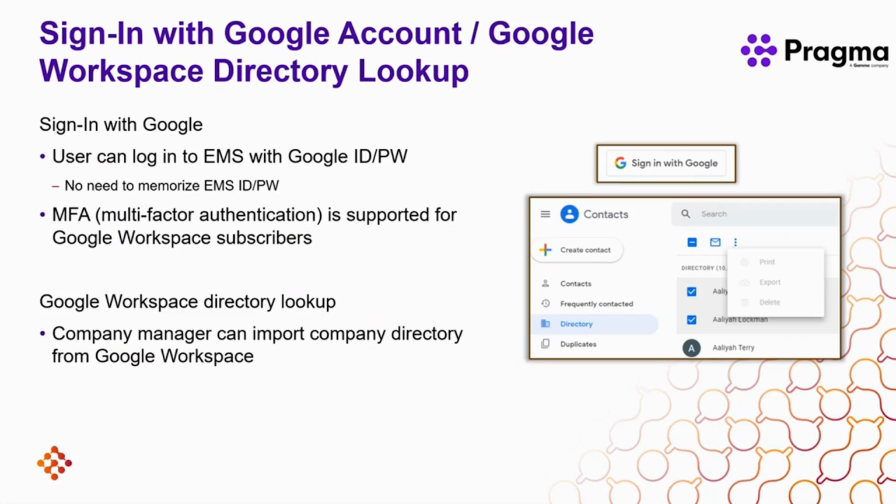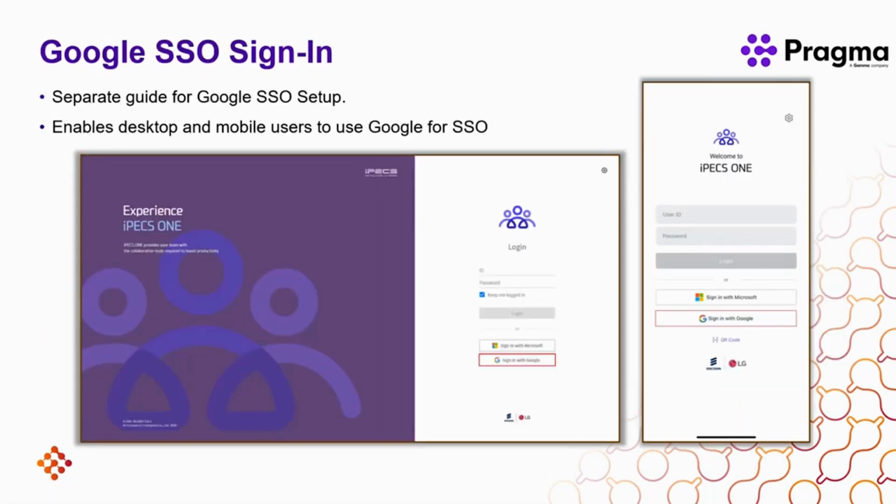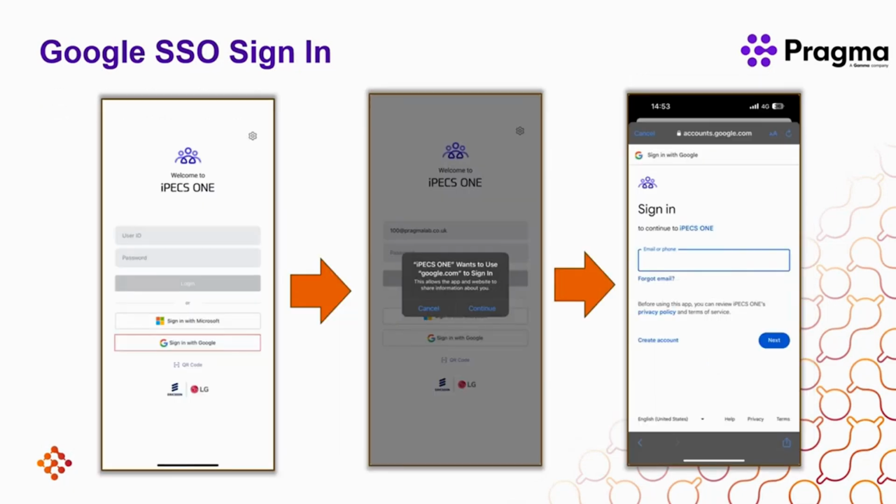Signing in with Google account. So very similar to the Microsoft integration we brought in a year or two ago now. We've now got the option to do this with Google. So we've got a separate guide for this that I won't cover in this because there's quite a few steps within the Google Workspace interface to do. But it's possible now across EMS, so that's the Customer Manager Portal, and iPECS 1. You can log in with Google, and that's the same for mobile as well. So as I said, currently we can do mobile with Microsoft login. We can now do sign in with Google for iPECS 1 mobile as well.